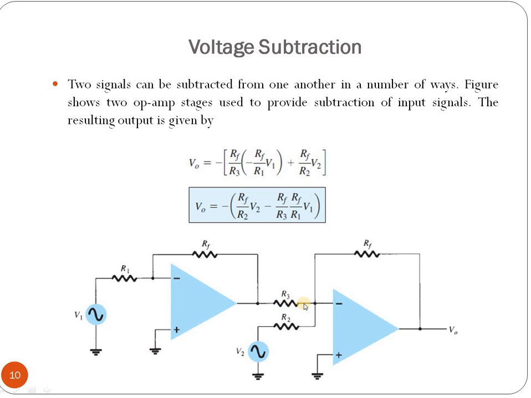That's why the equation is a little bit changed. You see that the output V0 equals minus RF by R3, which is connected with this R3, times minus RF by R1 into V1, because they are inverting amplifiers, plus RF by R2 into V2. The second one is also inverting, but in the first there is a minus. So we can conclude, finally after rearranging, that V0 equals RF by R2 into V2 minus RF by R3 into RF by R1 into V1. So this will be the final equation for the voltage subtraction amplifier.